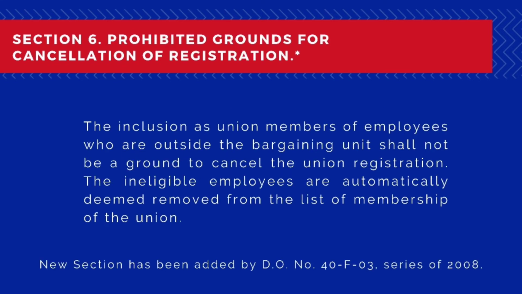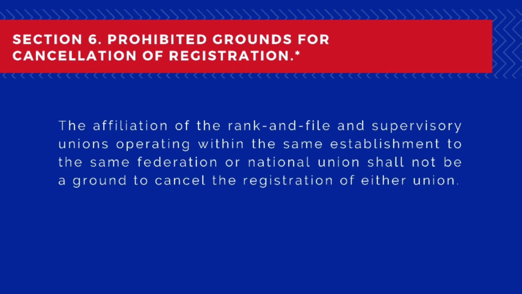Section 6. Prohibited grounds for cancellation of registration. The inclusion as union members of employees who are outside the bargaining unit, shall not be a ground to cancel the union registration. The ineligible employees are automatically deemed removed from the list of membership of the union. The affiliation of the rank and file, and supervisory unions operating within the same establishment to the same federation or national union, shall not be a ground to cancel the registration of either union.